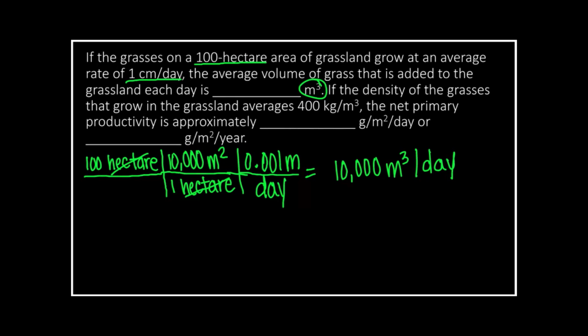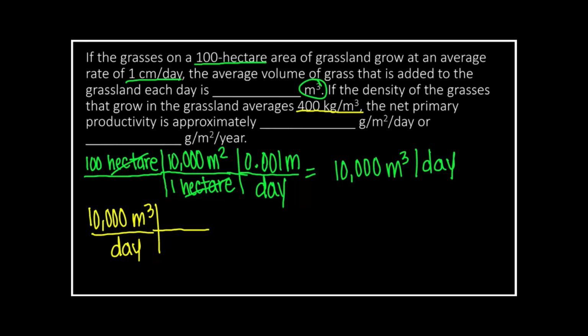Okay, so now let's go to the next question. So now they say if the density of the grasses that grow in the grassland averages 400 kilograms per meters cubed, the net primary productivity is what? And that's grams per meters squared per day. Okay. So what I'm going to do is I'm going to take this answer I had from my previous part. And remember, on the AP exam, you do have to show your work. On the final exam in this course, you do not, because it's multiple choice. I'm not going to see your work anyway, so you don't have to worry about it.